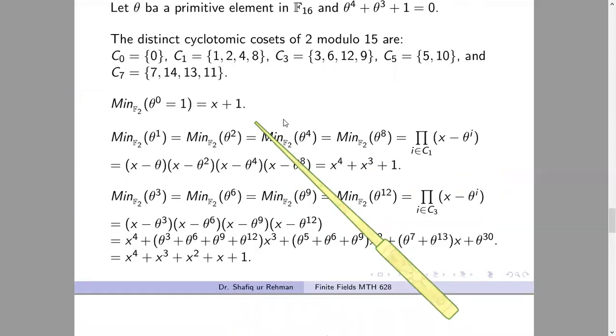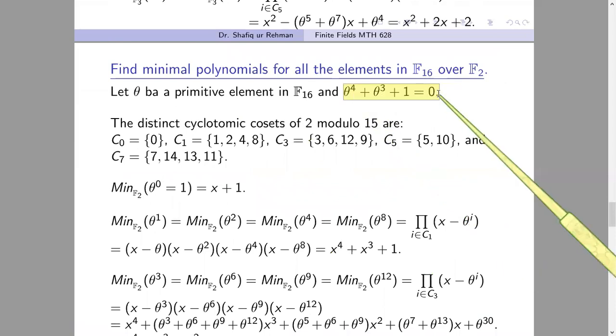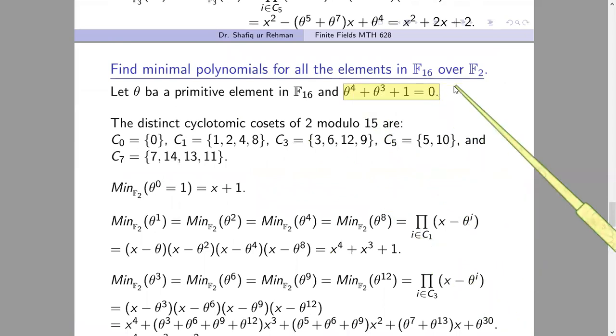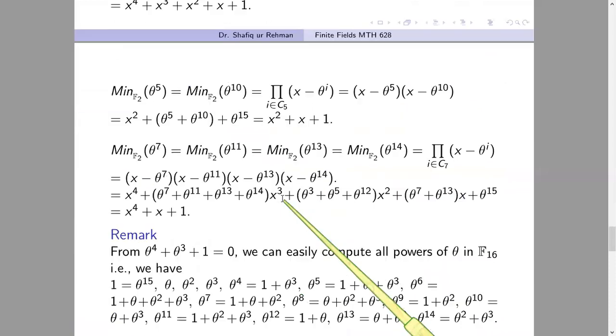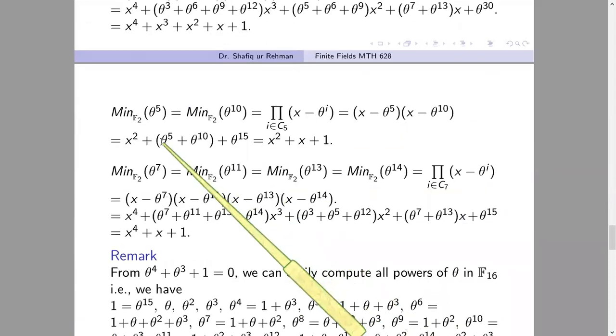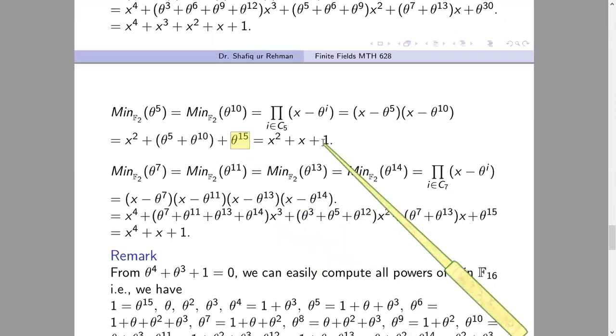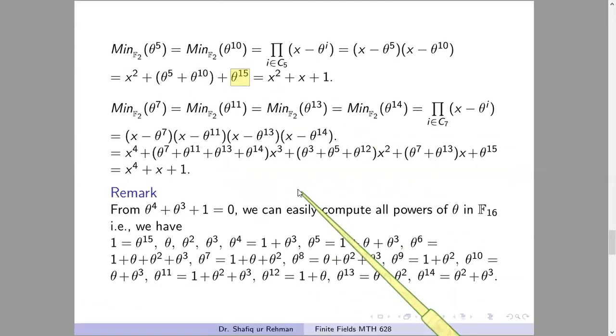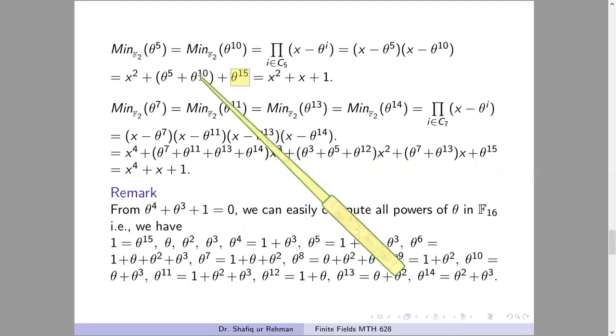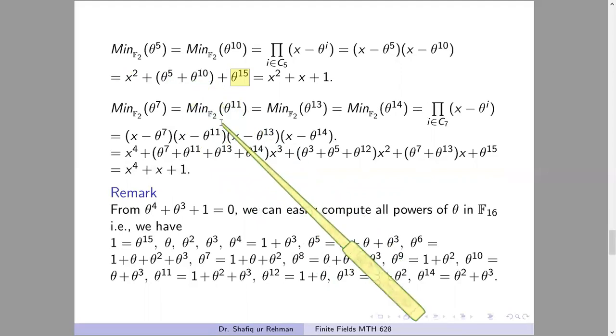And by using this expression equals 0 and theta power 15 equals 1, we can show that theta 5 plus theta 10 equals 1 and also theta 15 equals 1. And it is an exercise for you to show that this is equal to 1. It is an interesting exercise, a very nice exercise.